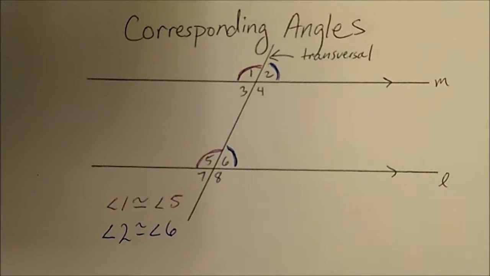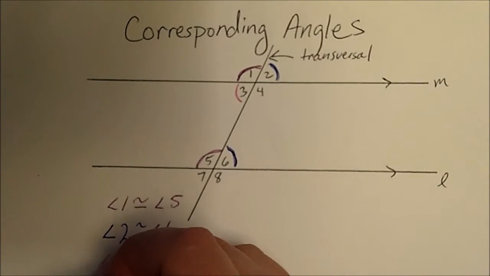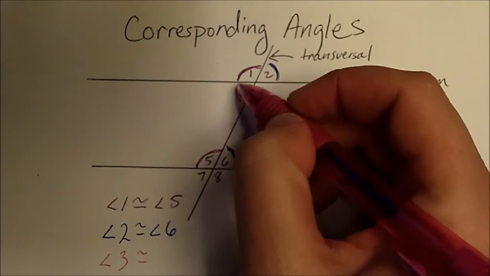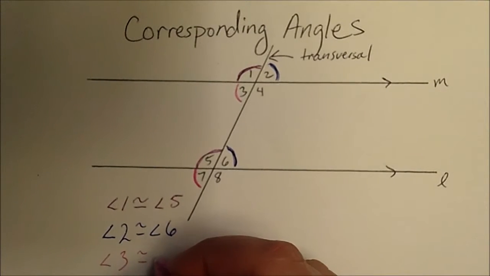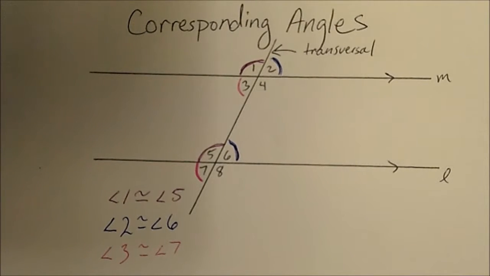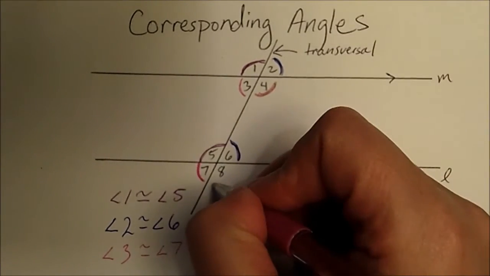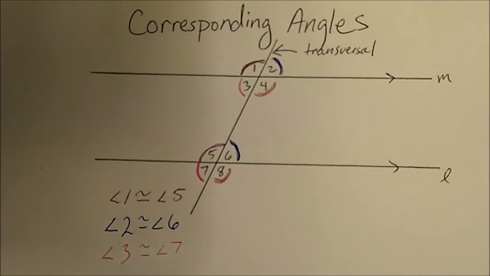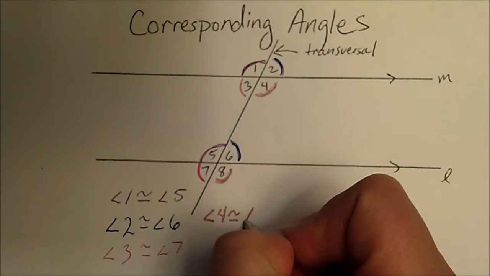Let's look at the lower left-hand side of this junction with angle 3. So angle 3 is congruent to the lower left-hand side of the other junction, which is angle 7. Now we have also angle 4. And you're seeing that we have one angle left, which is angle 8, and those are both the lower right-hand side. So we see now that angle 4 is congruent to angle 8.